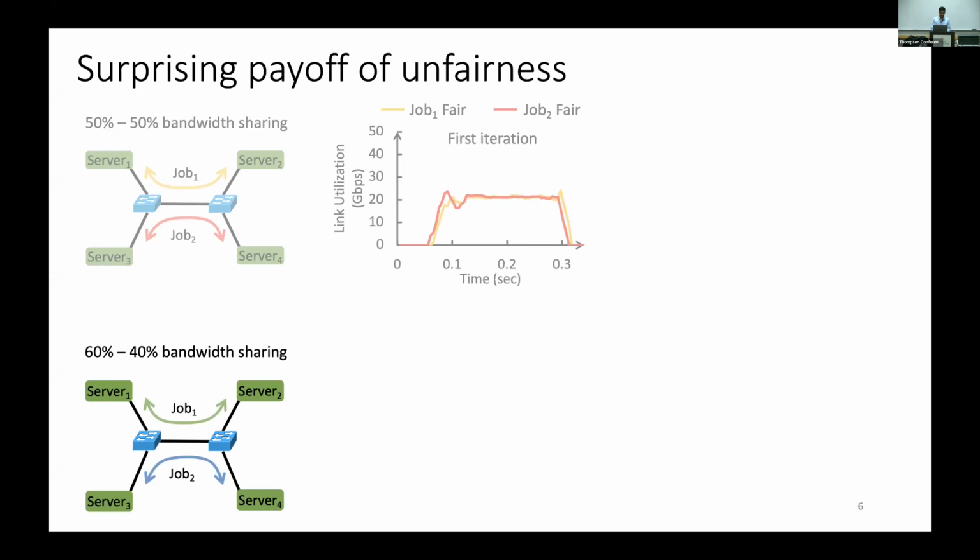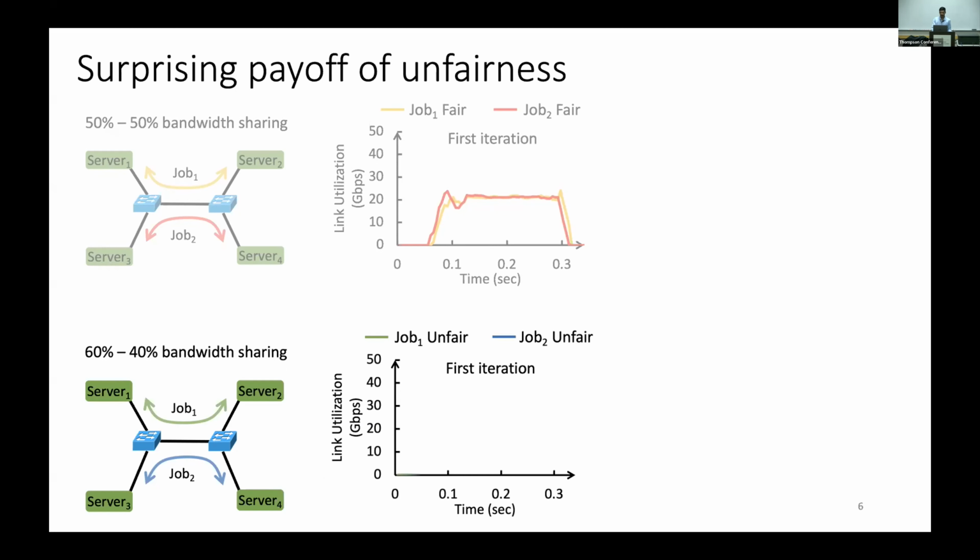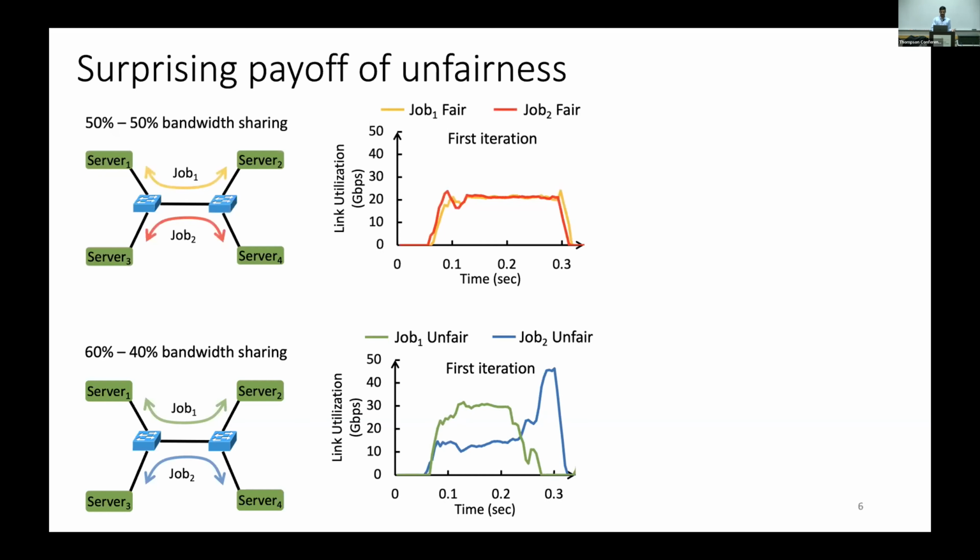Let me do a thought experiment. We run the same experiment, but now I'm going to change the DCQCN parameters of job 1 such that the link sharing is now 60-40 instead of 50-50. Now, when I plot the link utilization, we see that job 1 gets 60% of the bandwidth when both of them try to use the network. Let me ask a question here. Say if I run both the scenarios for a long time, which job among the 4 do you think will have the fastest iteration times?